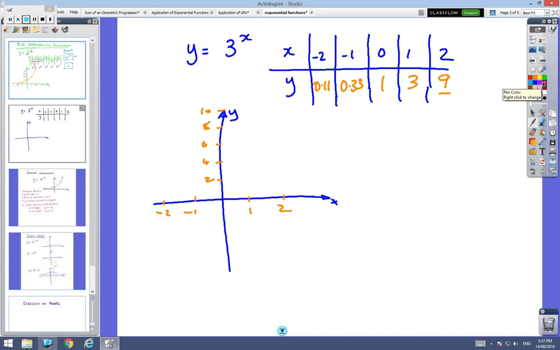So this time 1, and then 3, and then 9, and then 0.33, and it's going to be really small on that side. Again, we've got the same sort of shape where it goes up really sharply after you go past 0, and it's really small on the other side. Okay, so you should have got that when you're ready to come across.